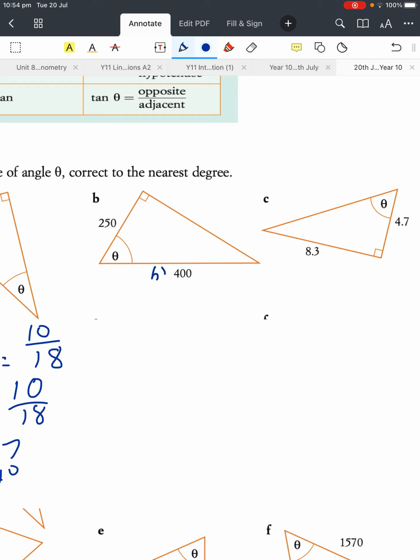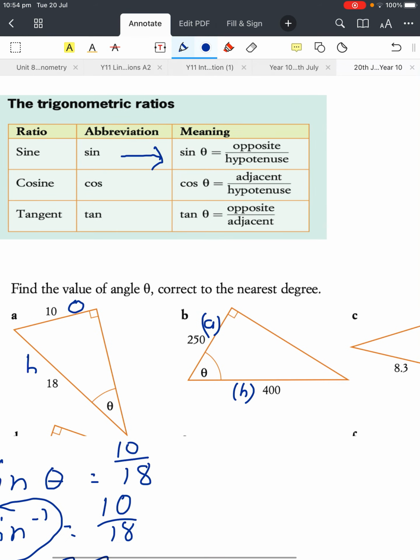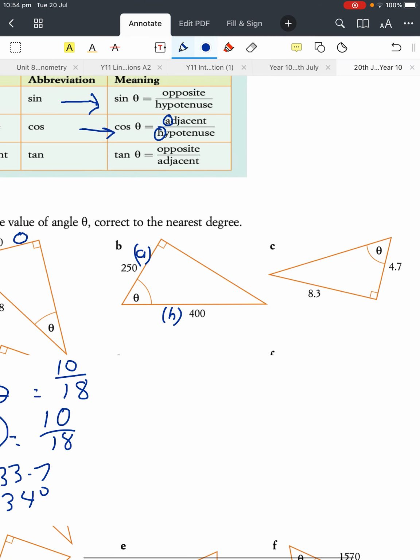In the next question, this is the hypotenuse and this is the adjacent. So we look up the top and see which one uses adjacent and hypotenuse, and it's a cos question, A on the top, H on the bottom. So this is a cos question. So cos of the angle we're trying to find is equal to the adjacent over the hypotenuse. You don't have to write this line, it's just a reminder that we press shift on the calculator.